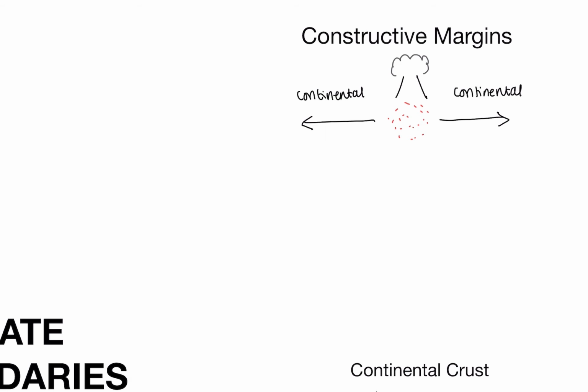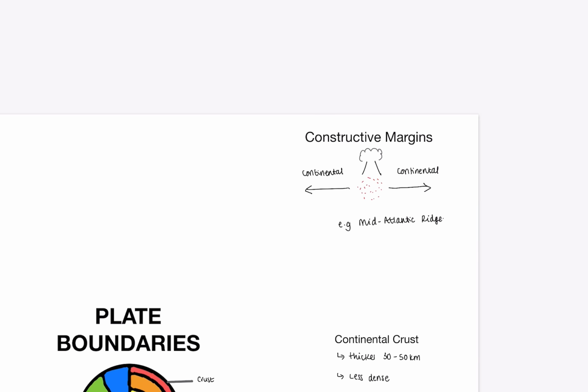A really good example of a constructive margin would be the movement between the Eurasian plate and the North American plate. These two are pulling away from each other and forming the Mid-Atlantic Ridge. Perhaps one of the best examples. Let's add that one on. Okay, so that's 2 out of the 3 plate margins.